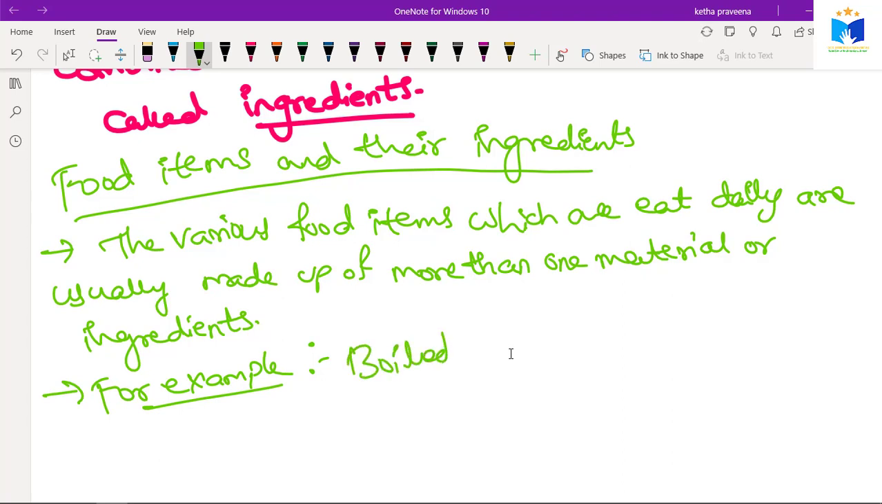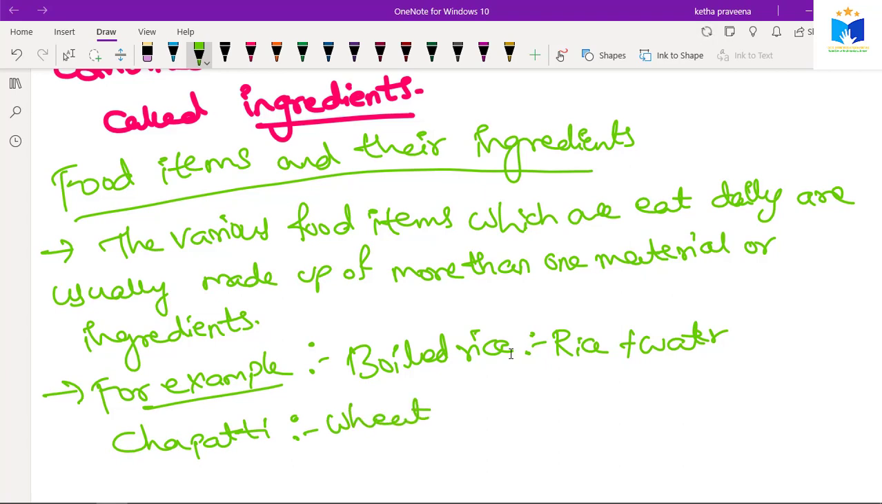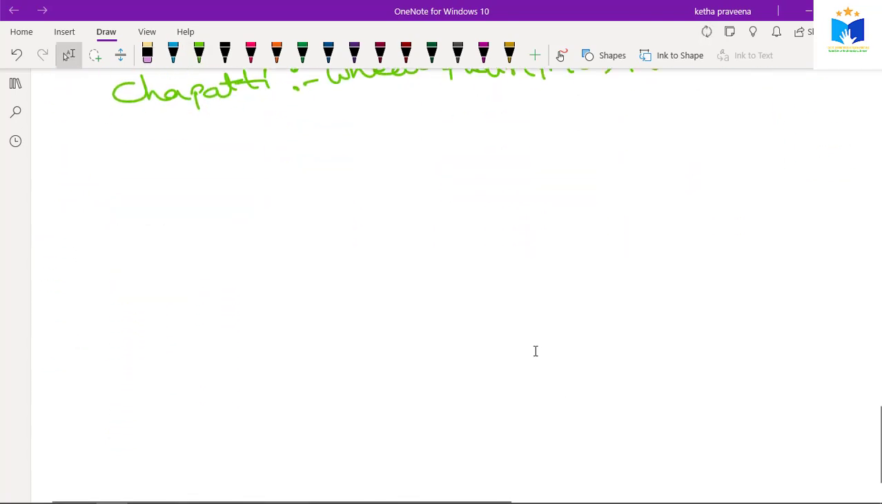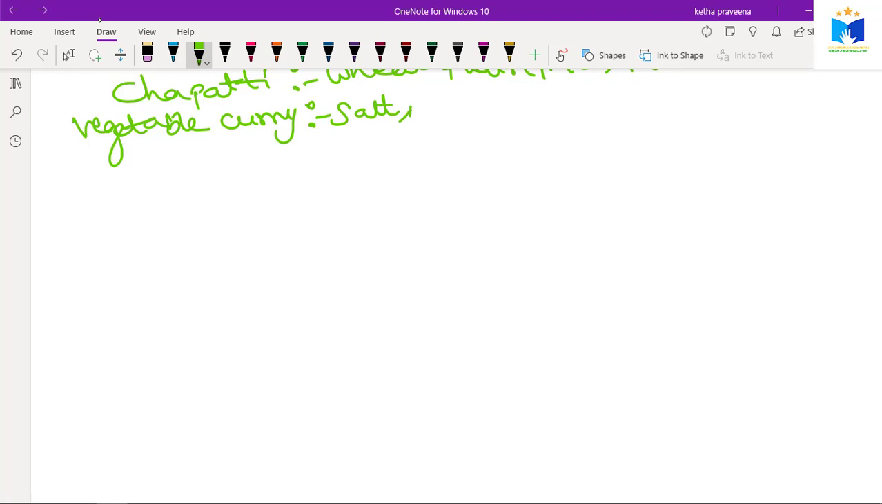For example, boiled rice. To make boiled rice, we need rice plus water. And chapati: for chapati, we need wheat flour, or we can call it atta, plus water to make chapatis. Next example is vegetable curry. To make a vegetable curry, we require salt, spices, oil plus water, and vegetables.